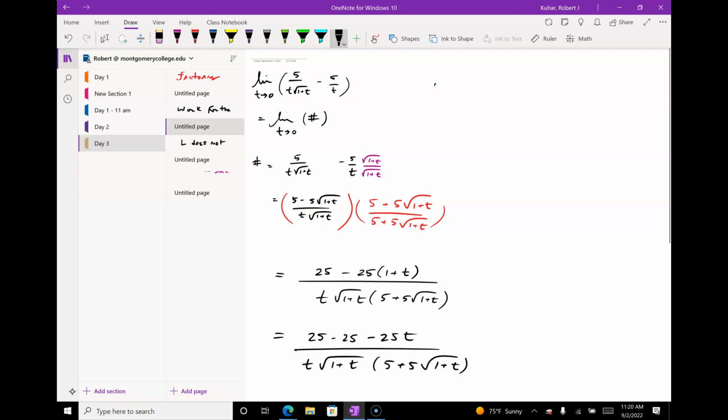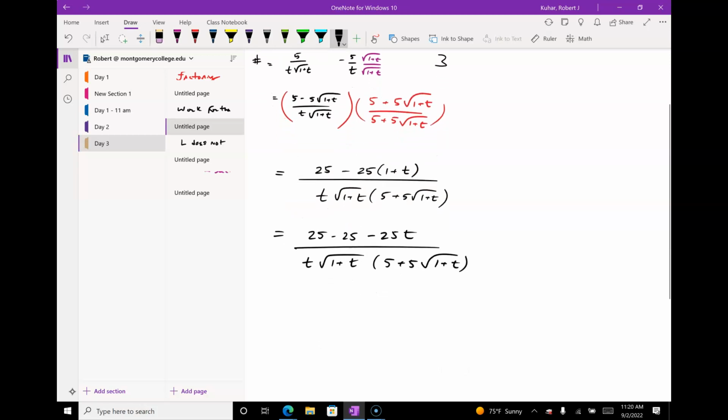Yes, exactly. So I saw that I had a t in both already, but I don't have the square root of 1 plus t in the other one, right? So I'm trying to get them to match up. Simplifying upstairs, I get minus 25t over that same denominator. It's a pain to keep writing this, but tough. Get over it.